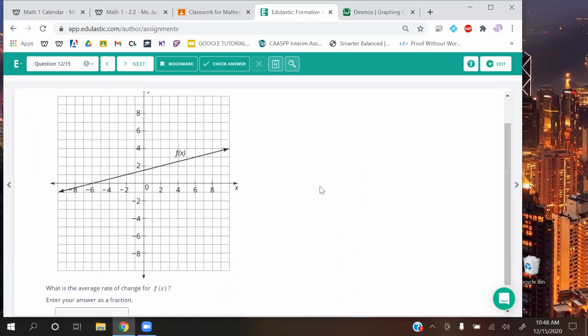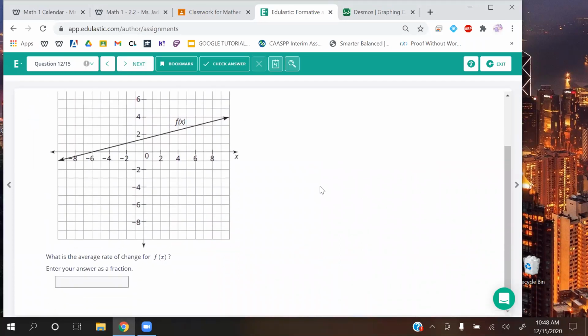Okay, consider the graph shown below. What's the average rate of change for f of x? So the average rate of change is the slope. So in order to find the slope, you want to find nice points on this graph. And by nice points, I mean this is a nice point because it's at an intersection, versus right here is not a nice point, right? Because that's not on the grid.